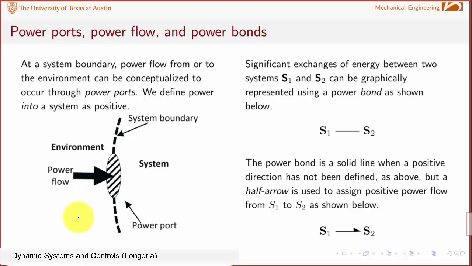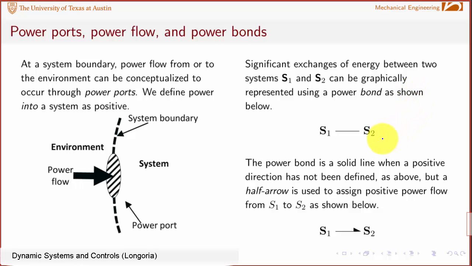Now, when thinking about power flow, and we were looking at these system representations with power flowing through some area, we're going to define at a system boundary, and here's a boundary as shown, power flow from or to the environment as being conceptualized as occurring through these power ports. Okay, so here I've sketched out a power port, and there's power flowing, and I'm showing it flowing from the environment into the system. Sometimes we assign that as a positive change in the power flow, meaning that it changes the energy in the system in a positive way. So we usually use that as a positive power convention.